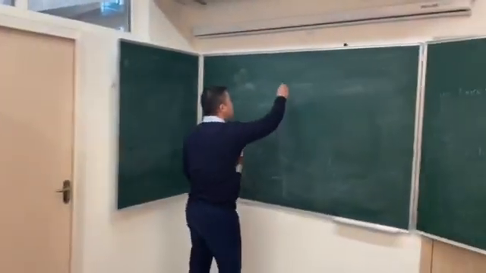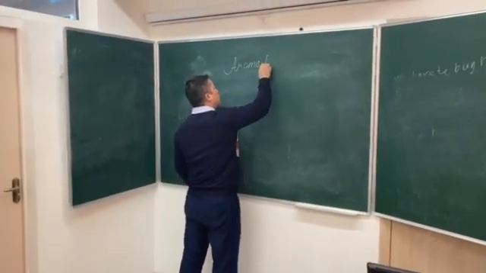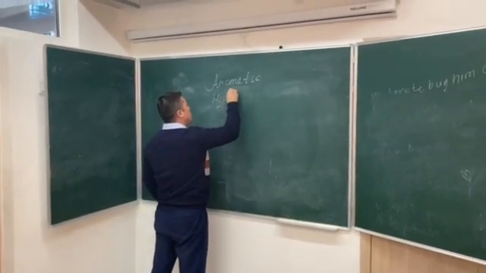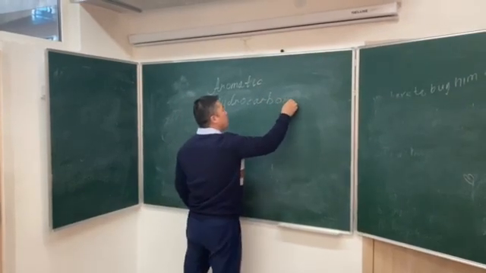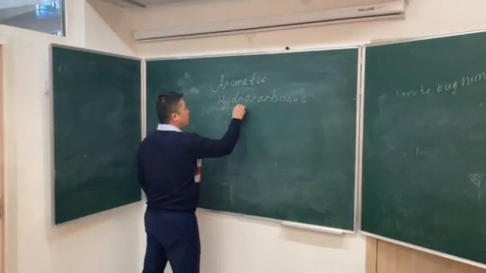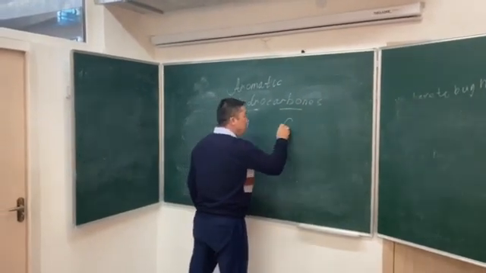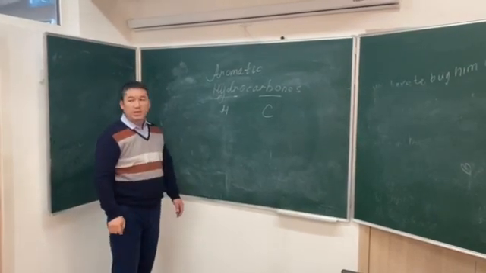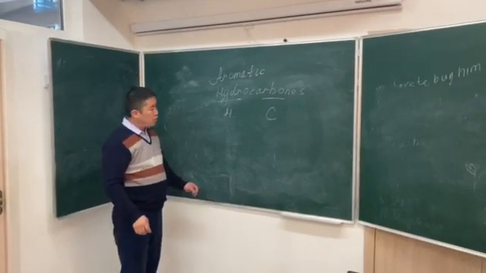Today our topic is about aromatic hydrocarbons. Hydro means a hydrogen atom. Carbons means carbon atoms. Today our topic is directly connected with benzene. What is benzene? First of all, I want to draw some structure.